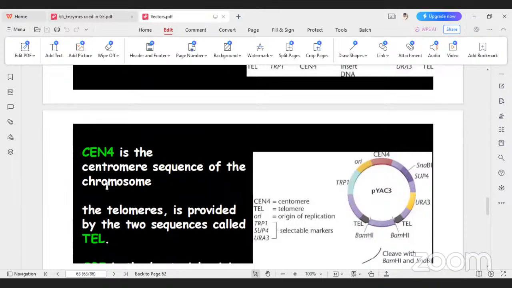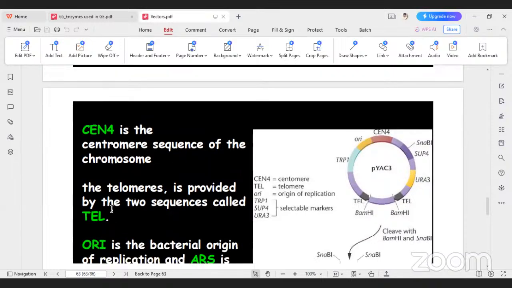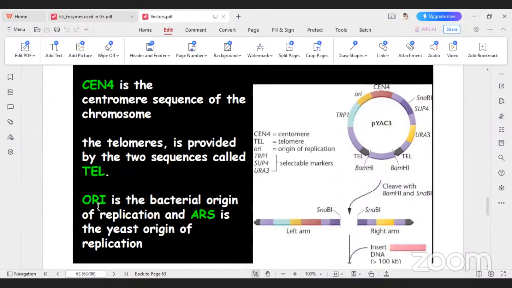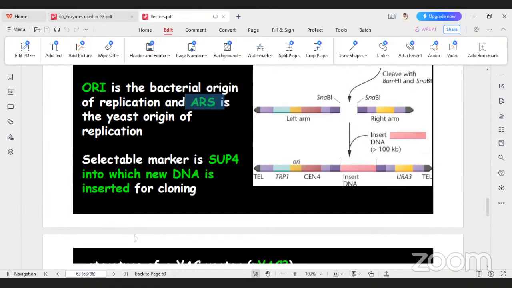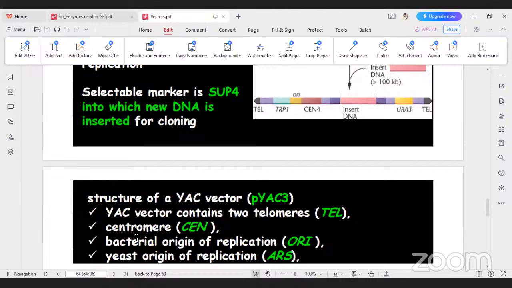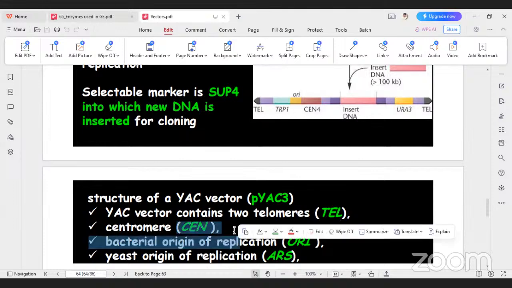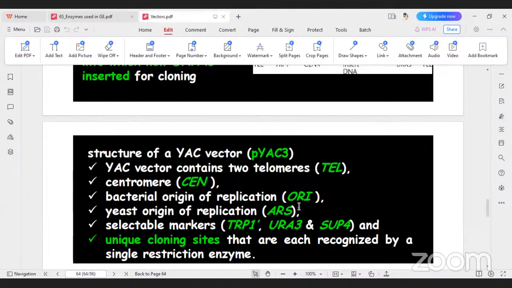CEN is the centromere sequence of the chromosome. The telomeres are provided by two sequences called TEL. ORI is the bacterial origin of replication, and ARS is the yeast origin of replication. The structure of the yeast artificial chromosome pYAC3 vector contains two telomeres, TEL, one centromere, CEN, bacterial origin ORI, yeast origin ARS, and selectable markers TRP1, URA3.